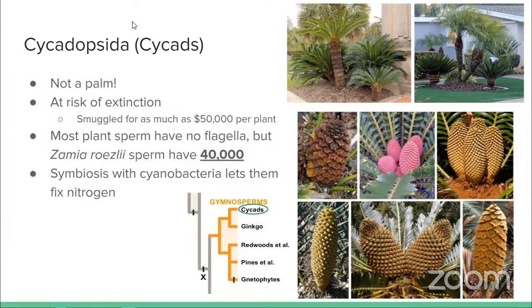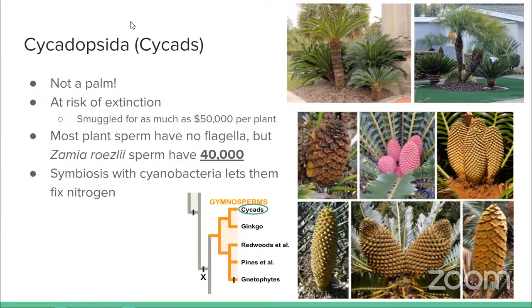Some cool fun facts about our cycads is that Zamia rosellii is an example of a cycad, and if you looked at its sperm, you would notice that it had 40,000 flagella, so little whip-like tails from it. Most of our plant sperms don't really have flagella at all, so Zamia is really extra here.